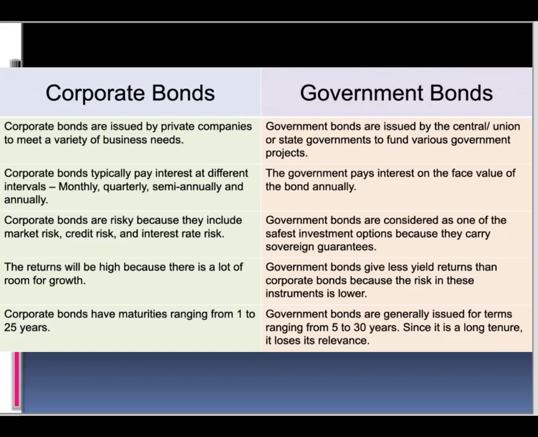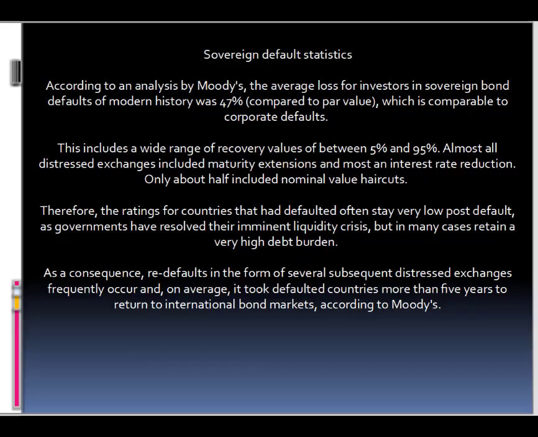For corporate bonds, basically private companies, they pay interest on a monthly, quarterly, semi-annual and annual basis, and are more risky than governments because they include market risk, credit risk and interest rate risk, but also for that reason can give higher returns to investors, and maturities range between 1 to 25 years.